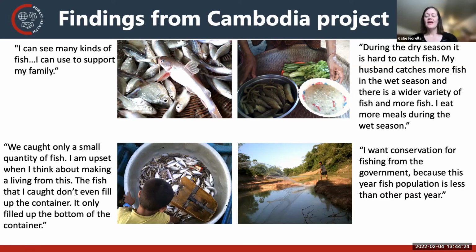And then we also had a lot of people sharing what it looks like for them out in the environment and fishing. And so this also led to a lot of additional requests for support in enforcing regulations, for changing regulations to allow different methods, for reducing conflict with authorities and increasing stocking and fish availability. And so in this bottom right photograph, the participant said, I want conservation for fishing from the government because this year fish population is less than other past years. And so that highlights some of the themes that emerged from this set of photographs that people shared, both the themes and the pictures that came with them.